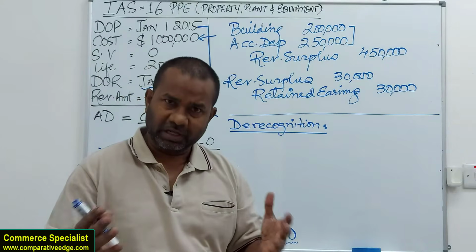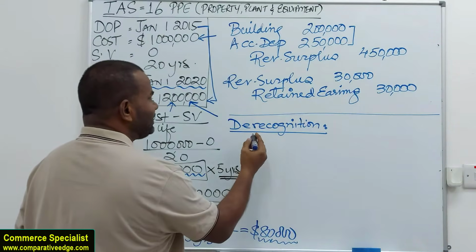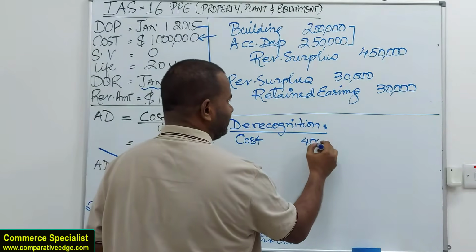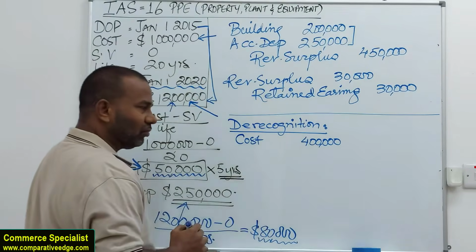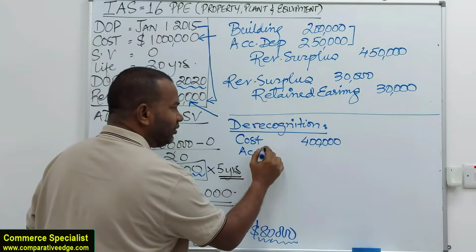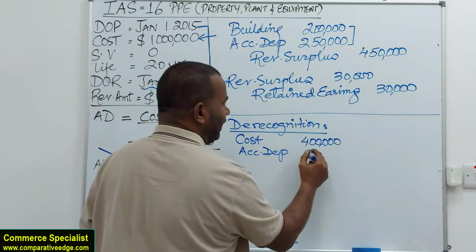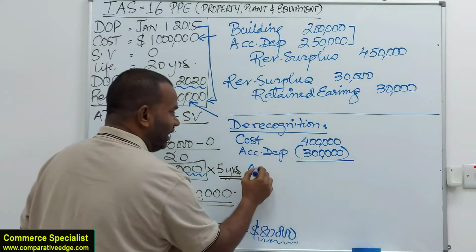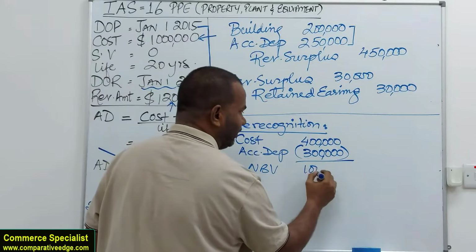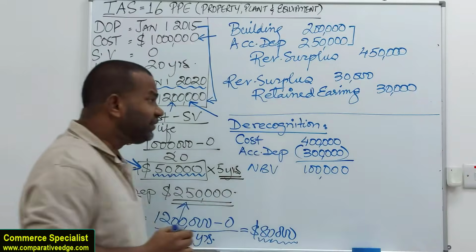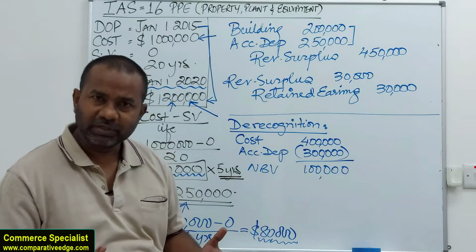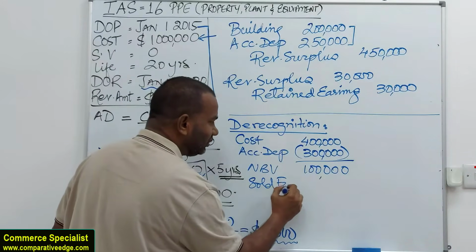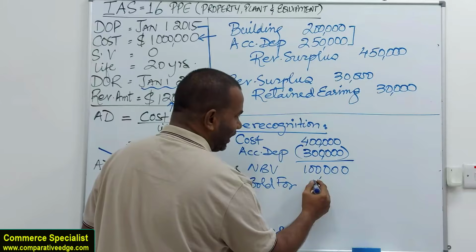So I'm assuming, let's say an asset which has a cost of, let's say 400,000, having an accumulated depreciation of, let's say 300,000, would have a net book value of 100,000. What if this asset is sold, disposed of? So let's say it is sold for 20,000.